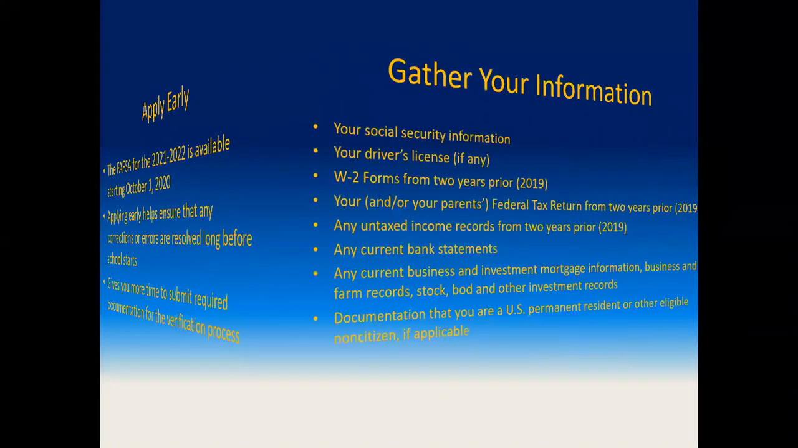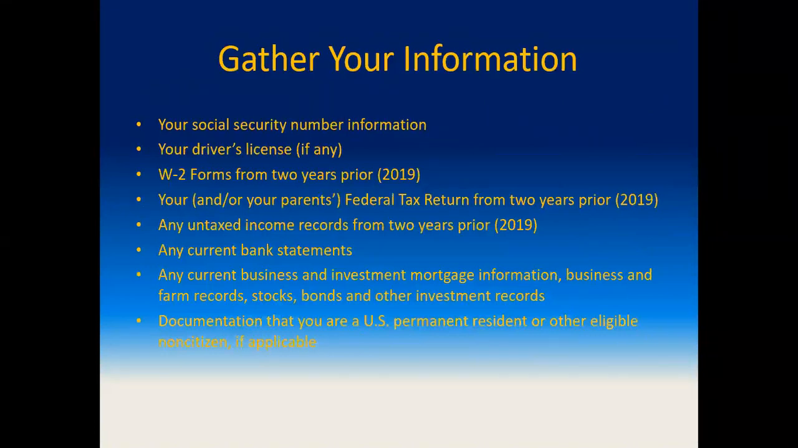We encourage students to gather their information before they sit down to do the FAFSA. You want to get your Social Security number information, your driver's license if you have one. You'll need federal tax and W-2 forms if you filed or worked during 2019. You'll also want to collect any untaxed income information from 2019. You want to have your current bank statements, any information about business and investment information, as well as stocks, bonds, and other types of investments. You'll want to have that information available.